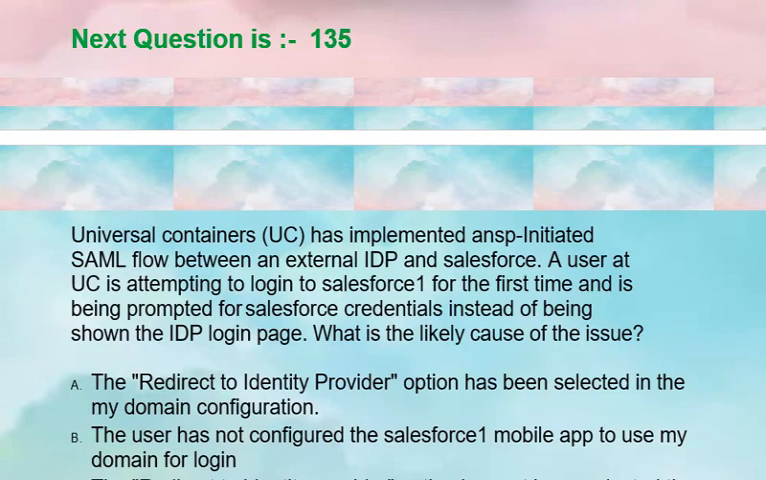Question: Universal Containers (UC) has implemented an SP-initiated SAML flow between an external IDP and Salesforce. A user at UC is attempting to log in to Salesforce1 for the first time and is being prompted for Salesforce credentials instead of being shown the IDP login page. What is the likely cause of the issue?